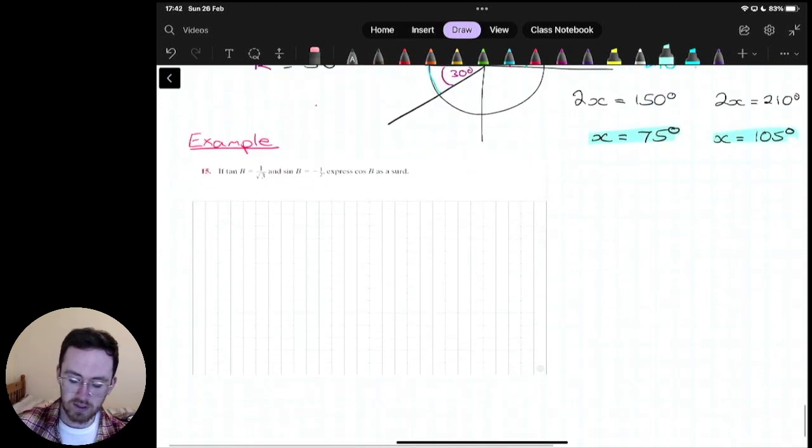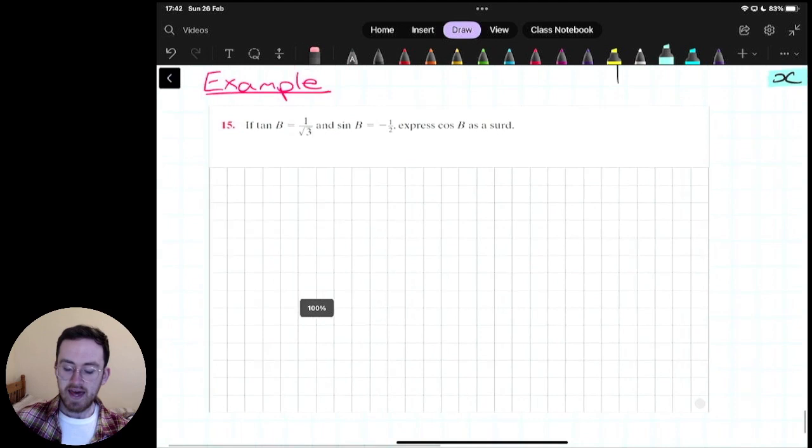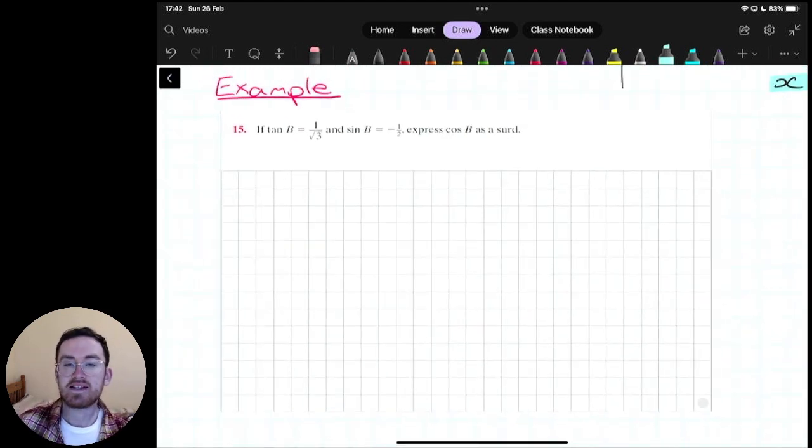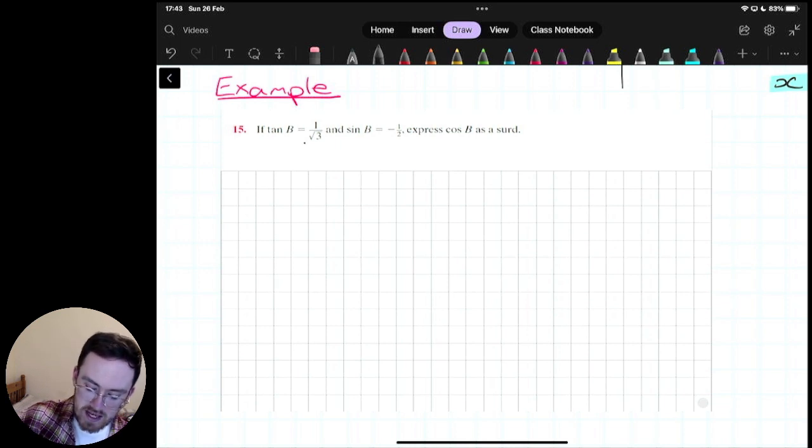The final one we'll look at is this example here. If tan b is equal to 1 over root 3 and sine of b is equal to minus half, express cos b as a surd. So an interesting question for us to look at. We have to think about what this means. If I'm told what tan of b is and what sine of b is, we can think about where those come from.